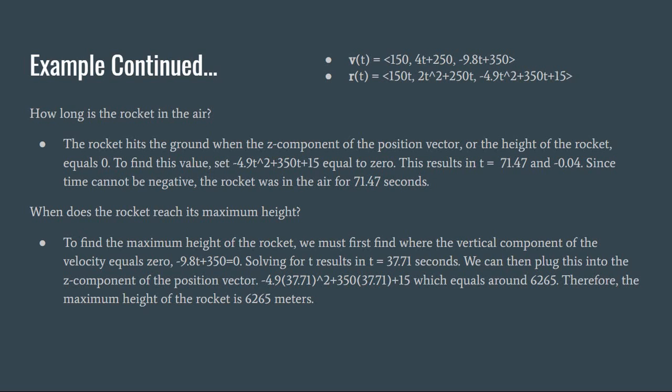When does the rocket reach its maximum height? To find the maximum height of the rocket, we must first find where the vertical component of the velocity equals 0. By solving for t, this results in t equals 37.71 seconds. We can then plug this into the z component of the position vector, which equals around 6,265. Therefore, the maximum height of the rocket is 6,265 meters.